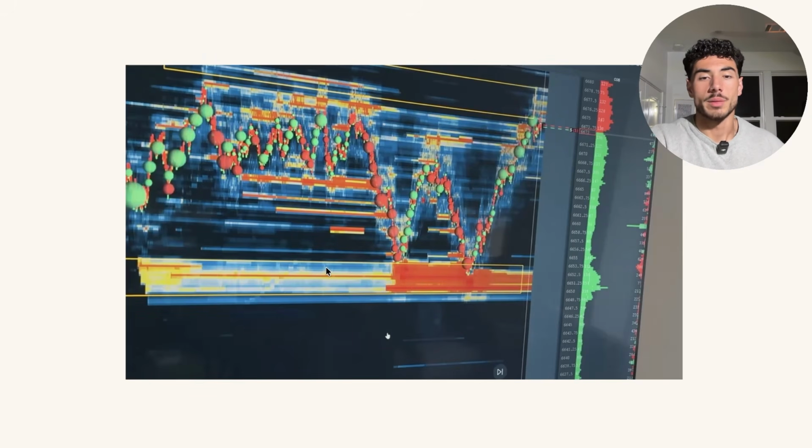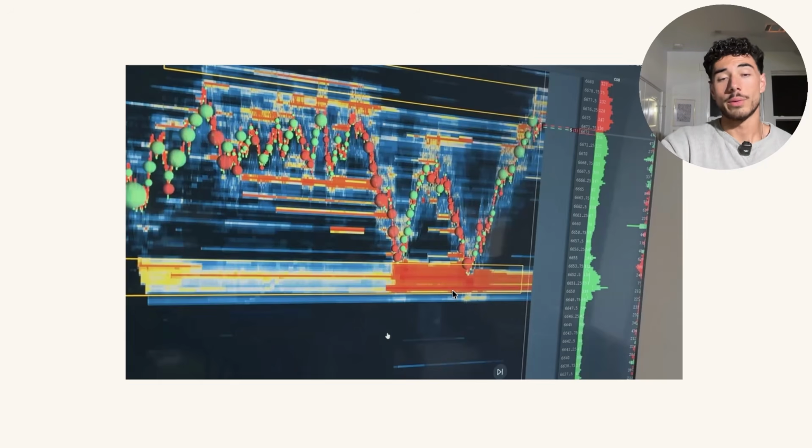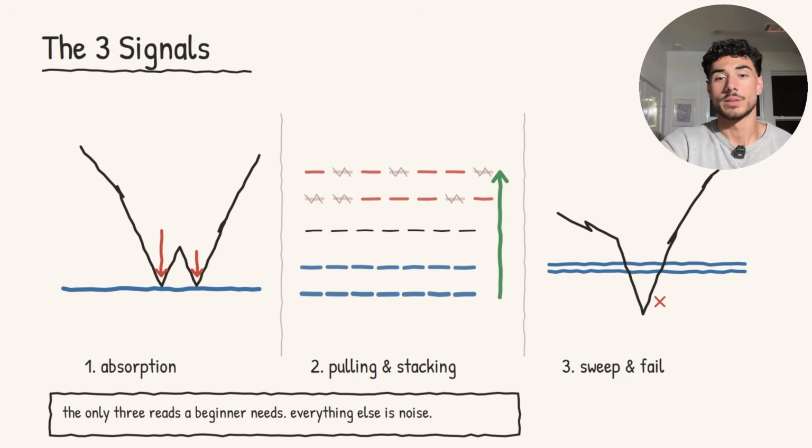Now, in this particular example, I wasn't marking out the resting orders. I was marking out a key zone that I was looking at, and then these participants happen to line up with it. So that's a great confluence. Now, here are 3 signals, okay?